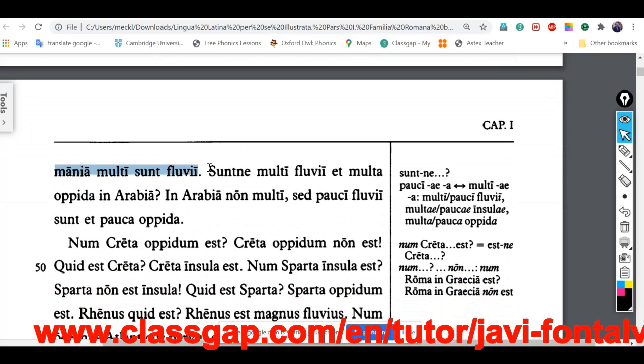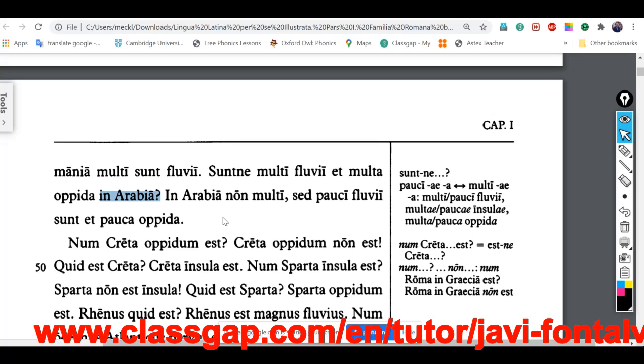Vale. Sunt ne multi fluvii et multa oppida in Arabia? Ahora está preguntando, supongo: hay muchos ríos y ciudades, pero falta multa, creo. Multi fluvii, multa oppida. Ah, ok, ahora lo veo. Hay muchos ríos y muchas ciudades en Arabia.